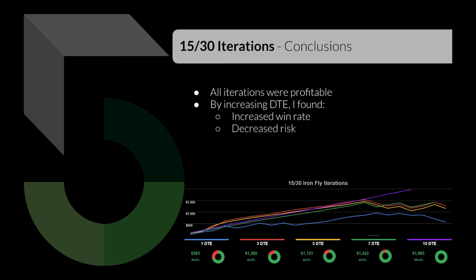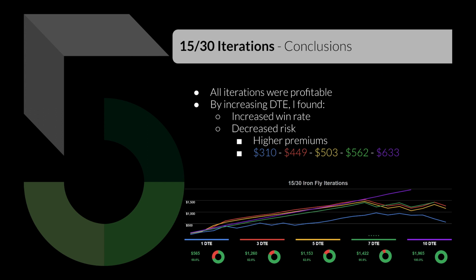I also found that there was a decreased amount of risk as I increased the DTE. The reason for this is that the further out in time you go, the higher the premiums I could sell these Ironflies for. For example, the average premiums on each of these iterations are as follows, color coded to match the iteration that I'm using. The 1 DTE in blue, the average premium was $310. All of these are 10 strike wides.